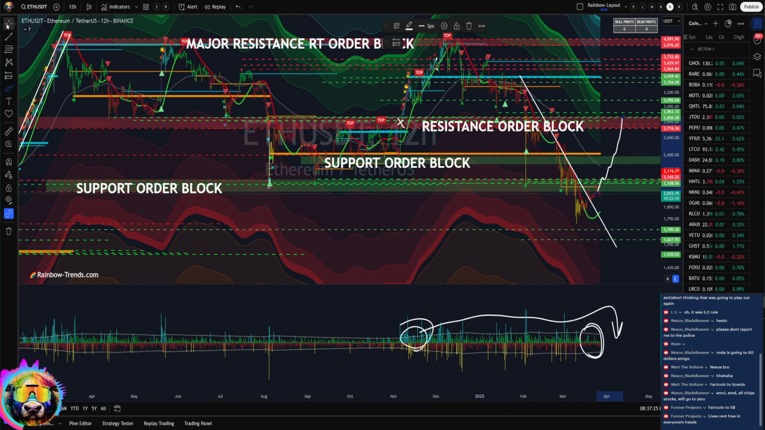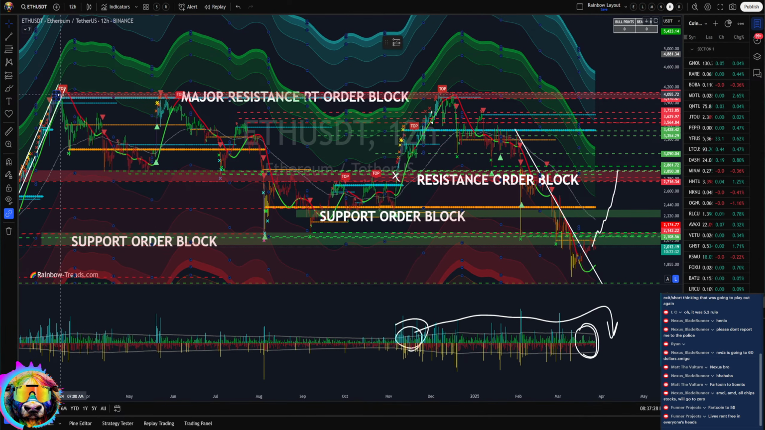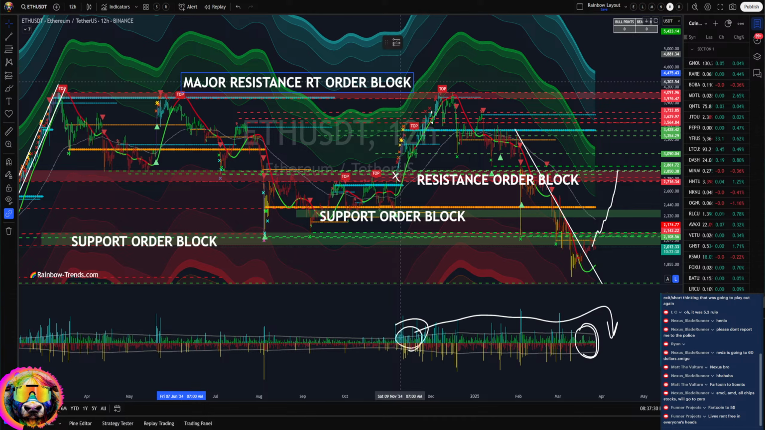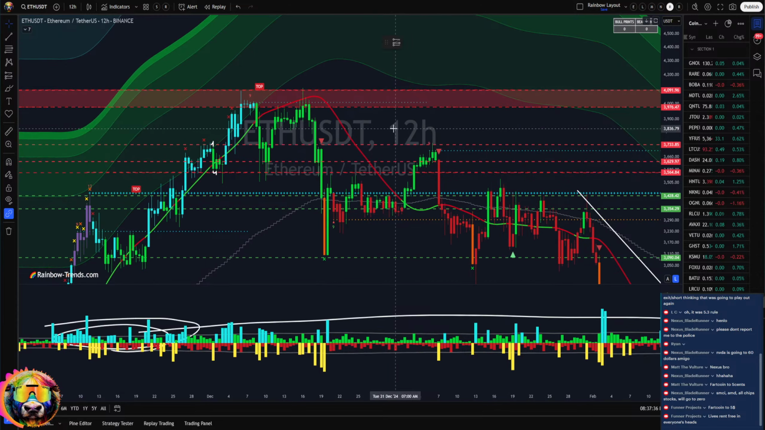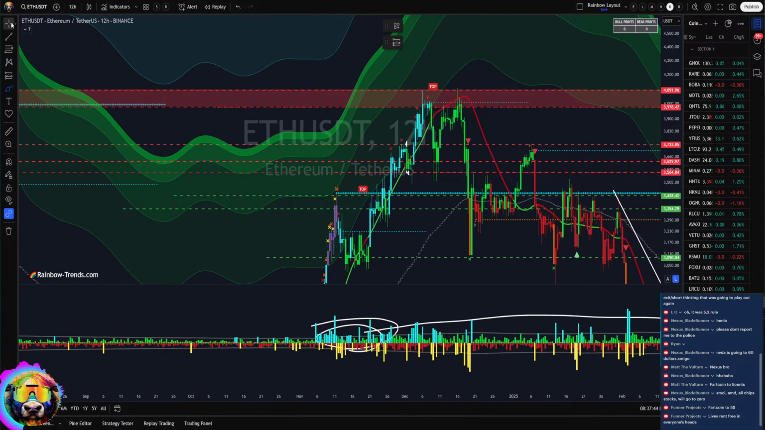And then we get to the major resistance order block, which has been the top since March of 2024. So that's the king one, and you can see how price reacted perfectly. This is why you see me talking about taking profits at the bottom of these order blocks. This thing hit it twice, and it still didn't make it through. It's pretty crazy.